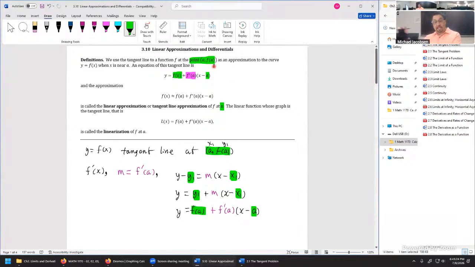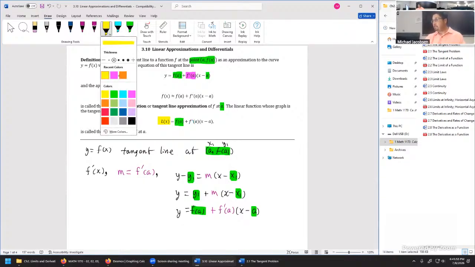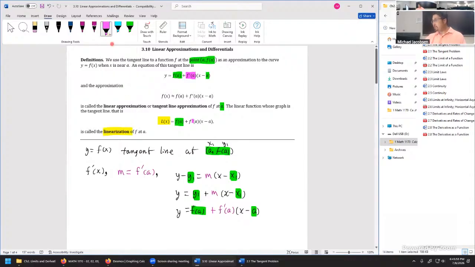Pick a different point and you need a different linearization. The linear function, whose graph is the tangent line, is sometimes officially written out like this, L of x. And when we write it as L of x, we call it the linearization of f at a. But really, that's just a new name for the function. Instead of calling it y, it's an important function, so we give it a name. We call it L of x. But it's nothing but the tangent line equation itself, written using function notation.